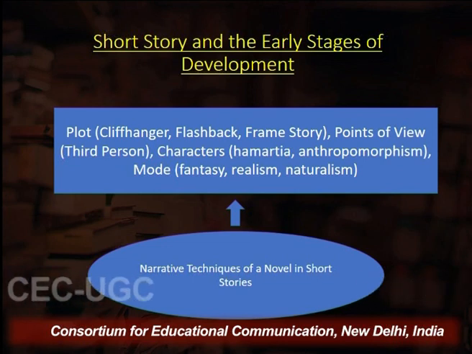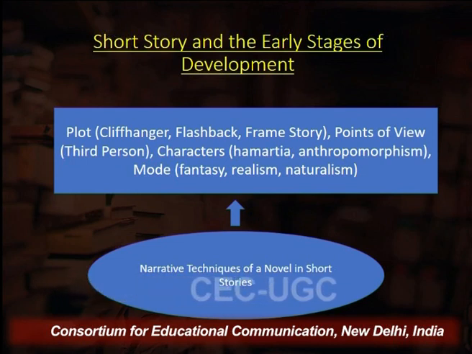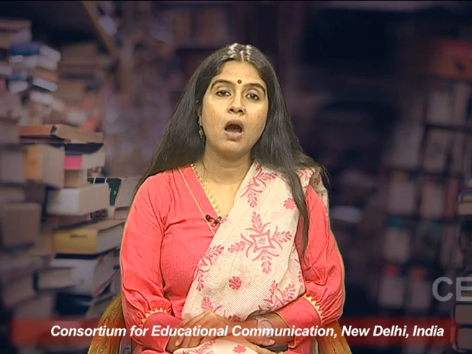Now they can deal with plot. Narrative technique also has the element of point of view, it has the element of characters, it has the element of mode, etc. Right? It's a very broad term. So let's first understand these 4 elements of narrative techniques, which is plot, points of view, characters and mode. Now these 4 things again are present in a short story, just like we have them in the novel. So when we talk about the plot, there are different kinds of plot that an author might want to create.